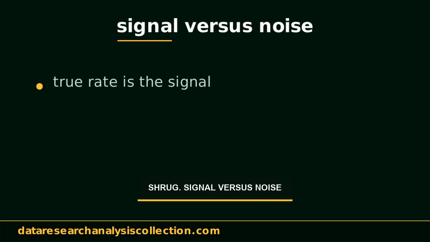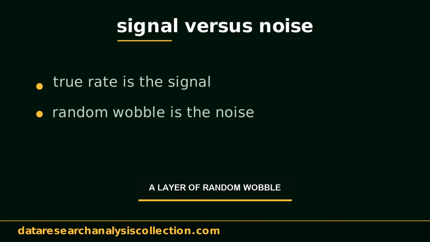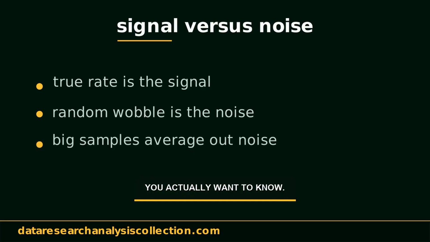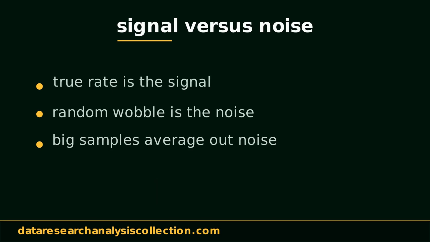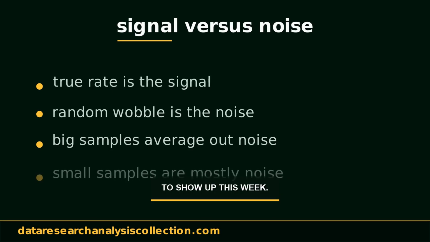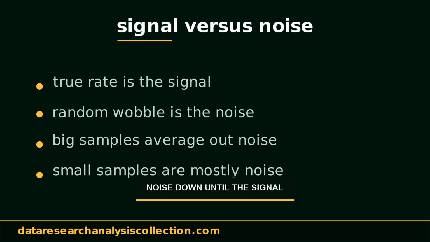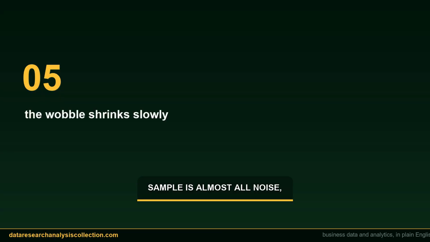Signal versus noise. Every number you measure is really 2 things added together, the true underlying rate and a layer of random wobble on top. The true rate is the signal, the thing you actually want to know. The wobble is noise, the luck of who happened to show up this week. A big sample averages that noise down until the signal shows through clearly. A small sample is almost all noise, a thin skin of luck with barely any signal underneath, and the cruel part is that noise looks exactly like signal until you stop and check how much data made it.